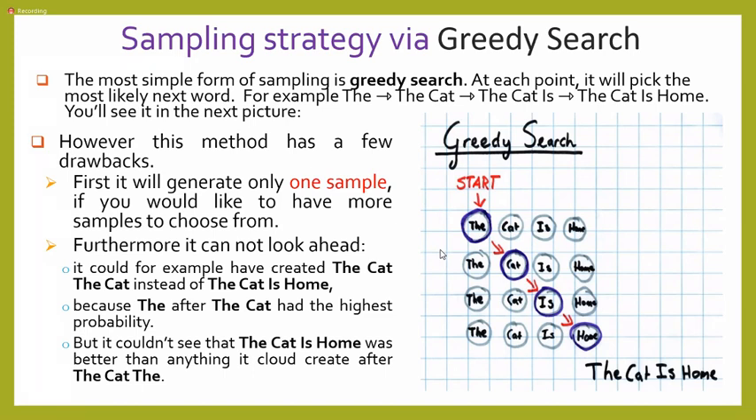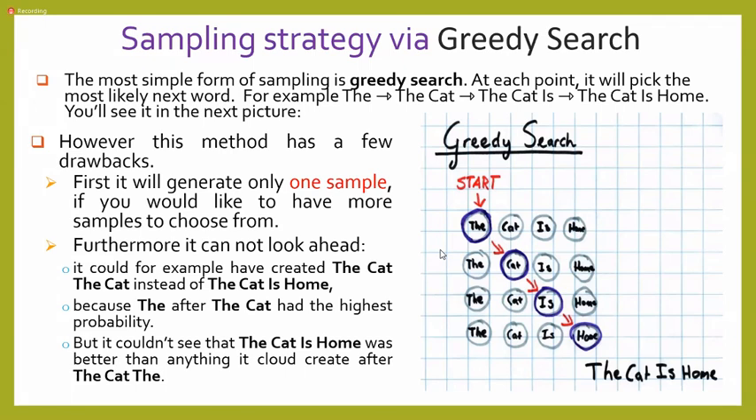However, this method has a few drawbacks. What are these drawbacks? Let us learn. First, it will generate only one sample. First of all, it will generate only one word or one character. Right now, here you have an example of a word. It can only see the next word. If you would like to have more samples to choose from, then it's not easy.